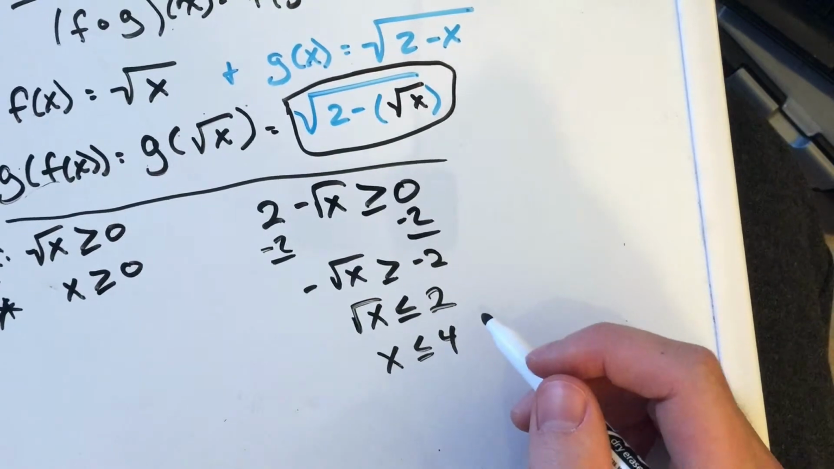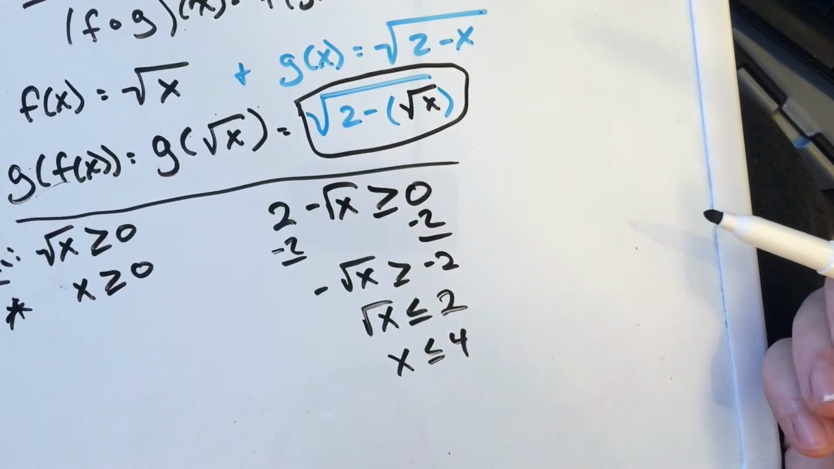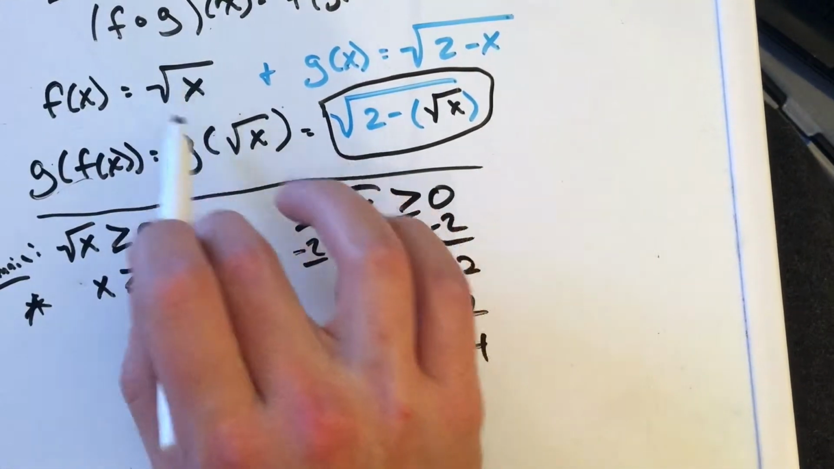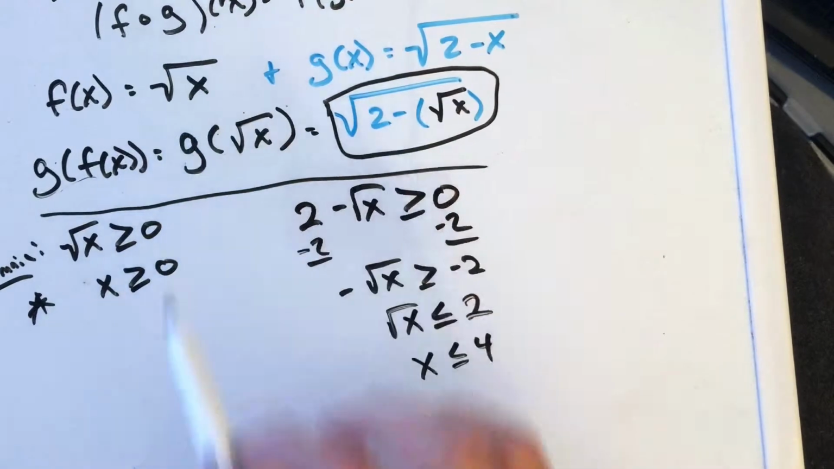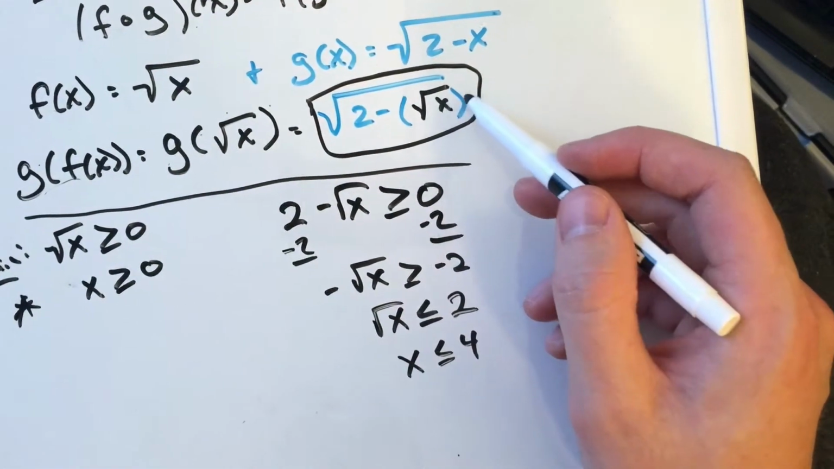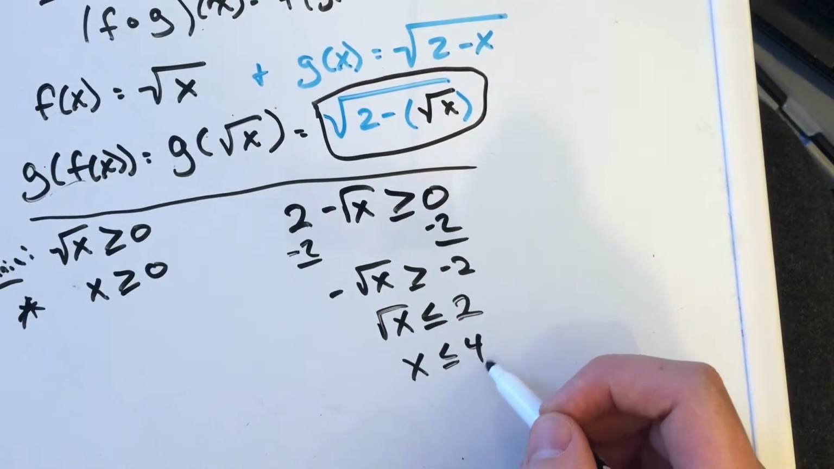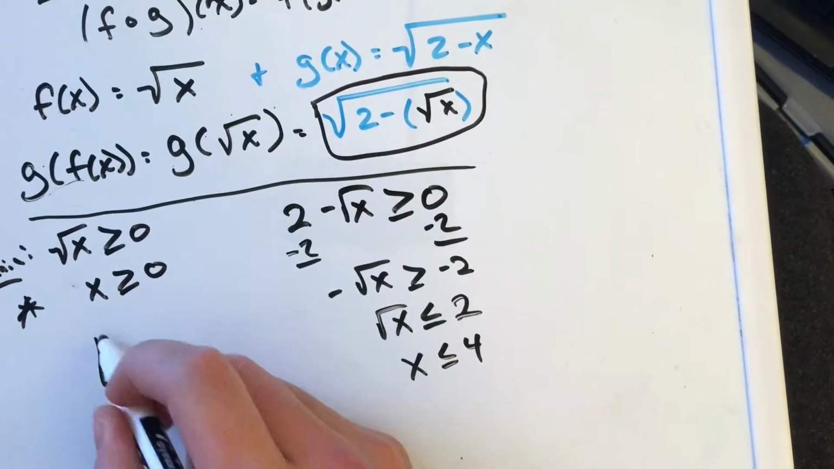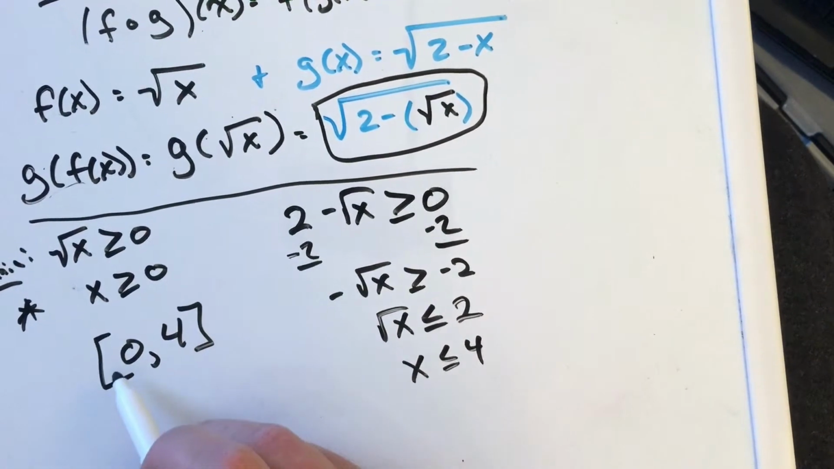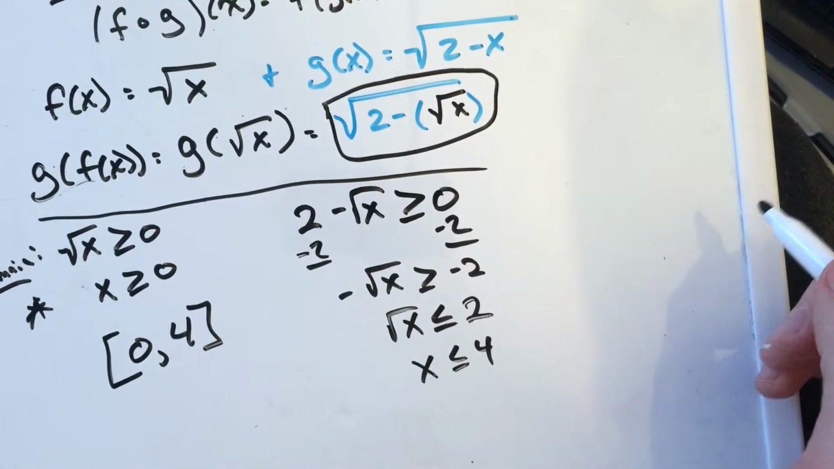So now we have a restricted domain that x has to be greater than or equal to 0, because we know that in any square root function, what was on the inside of the square root has to be greater than or equal to 0. And then the highest value here is 4. So our domain for this function is between 0 and 4. And again, remembering these brackets mean that you can include 0 and 4 as part of your domain. If it was parentheses, you could not include it.